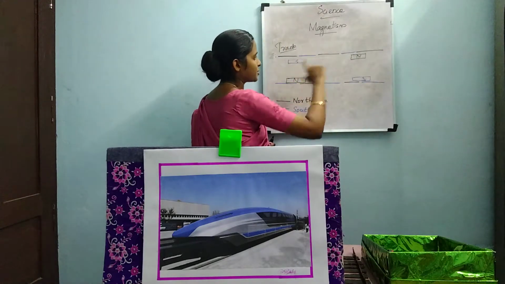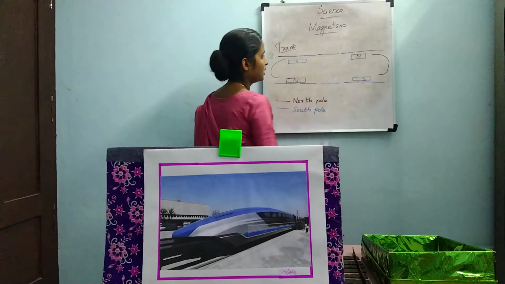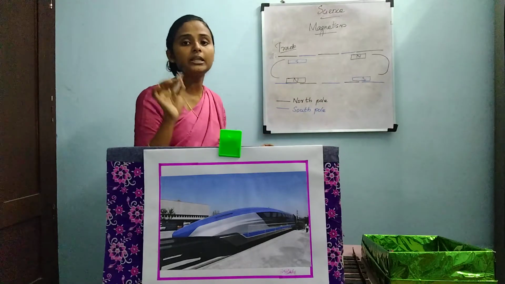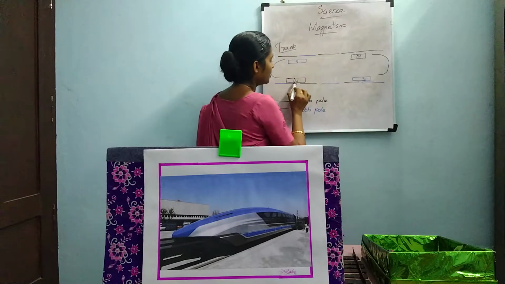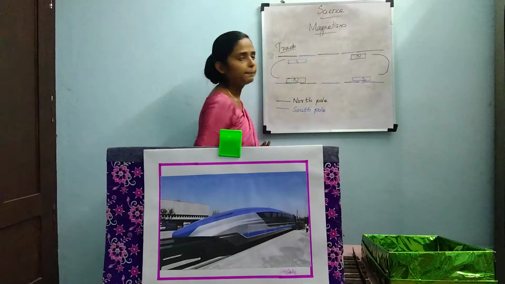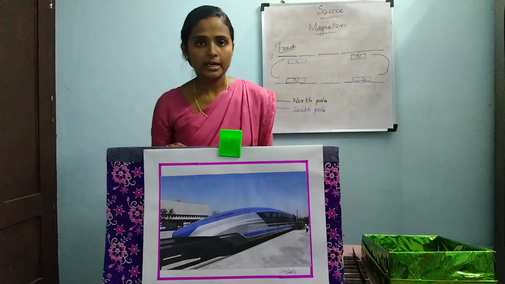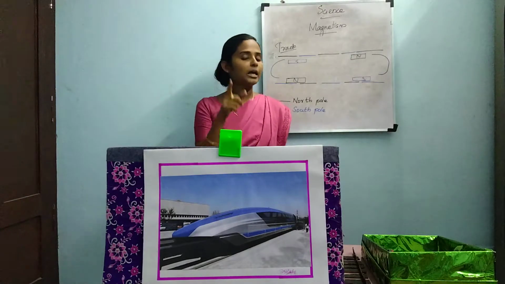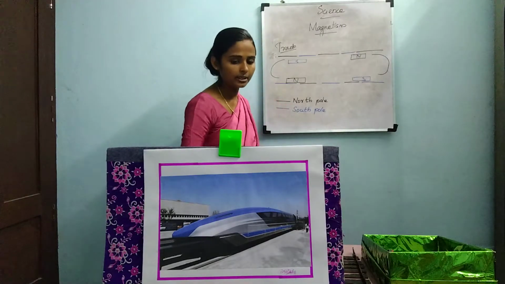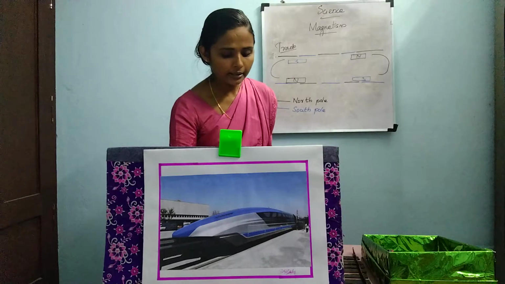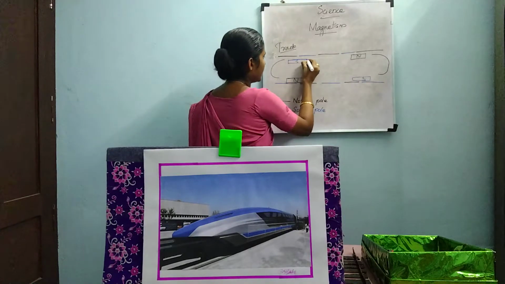And this is a train. At the bottom of the train also they keep magnets. That is north pole, south pole, north pole, south pole. Okay. And in the last class we have learned that like poles repel each other, unlike poles attract each other. Right? See here, south.